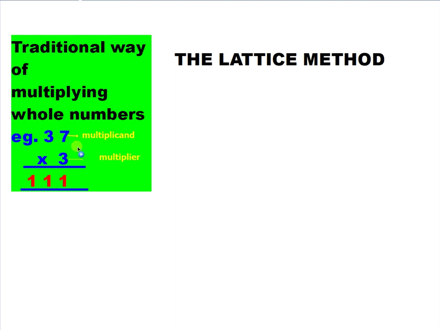Now, I believe you've seen this example before. Yes, you can perform this multiplication traditionally on your own, isn't it? Now is the time for us to use the lattice method to perform this 37 by 3 to get 111.